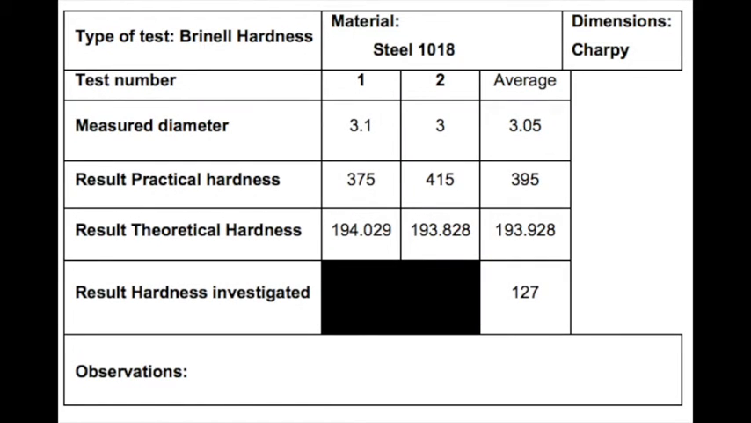Now as for the steel 1018, I also performed two tests and I got an average of the measure diameter of 3.05 and an average of result practical hardness of 395. Now the theoretical hardness I got 193.928 and the investigated hardness was 127.